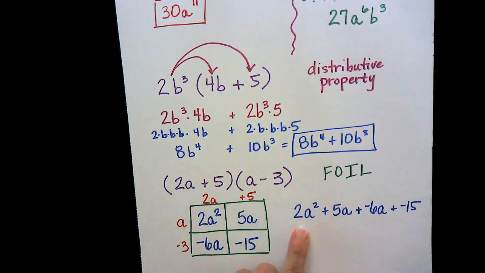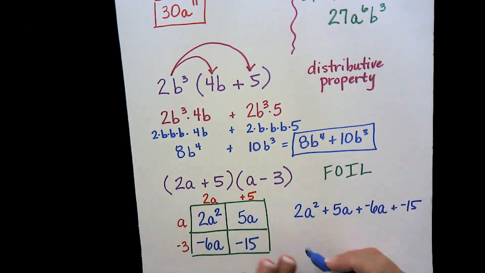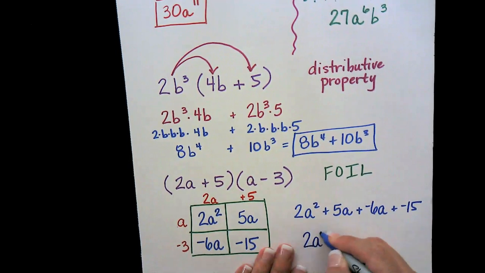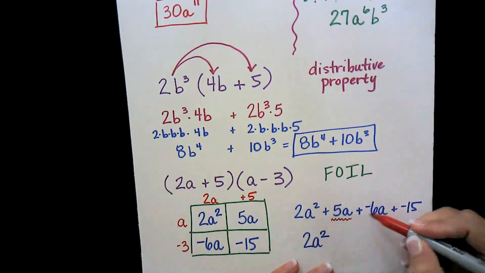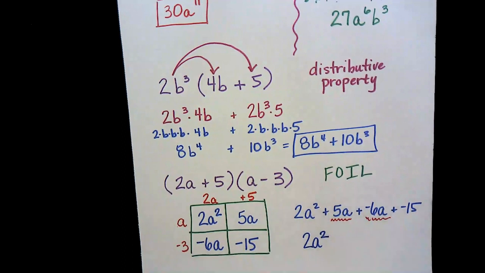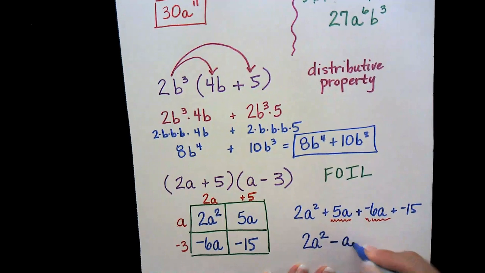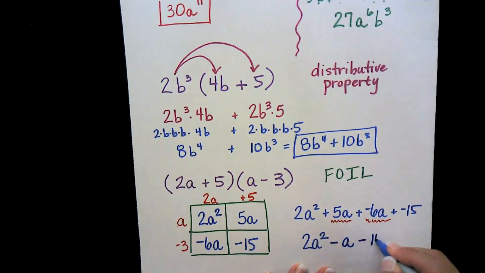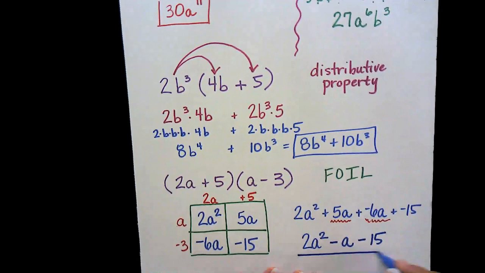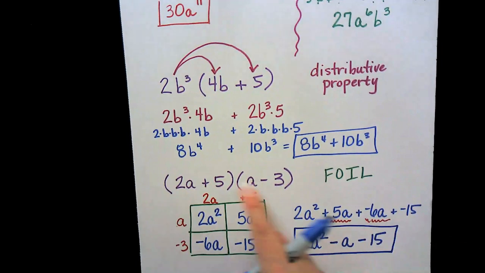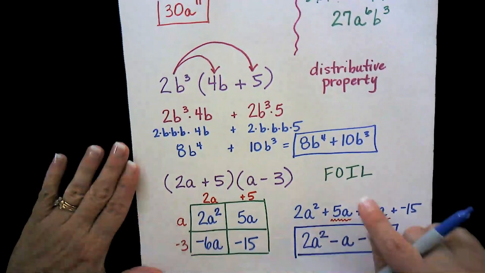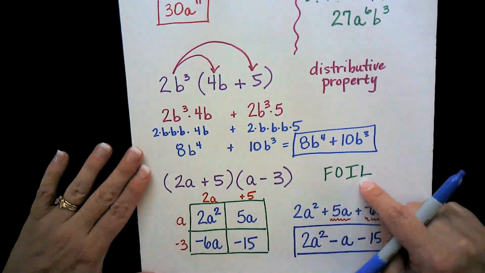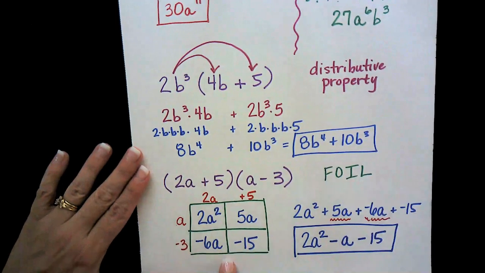Now, I'm going to combine like terms. So I have a 2a to the second, and I don't have anything to combine with it. But these guys I do. The 5a and the negative 6a, those are like terms. They have the same variable, the same exponent. So that gives me negative 1a, and then I've got negative 15 there on the end. So this is my final answer for this multiplication. And the box here is just a way to organize my information for the FOIL method. If you've used the FOIL method before, the box is just an organization tool.